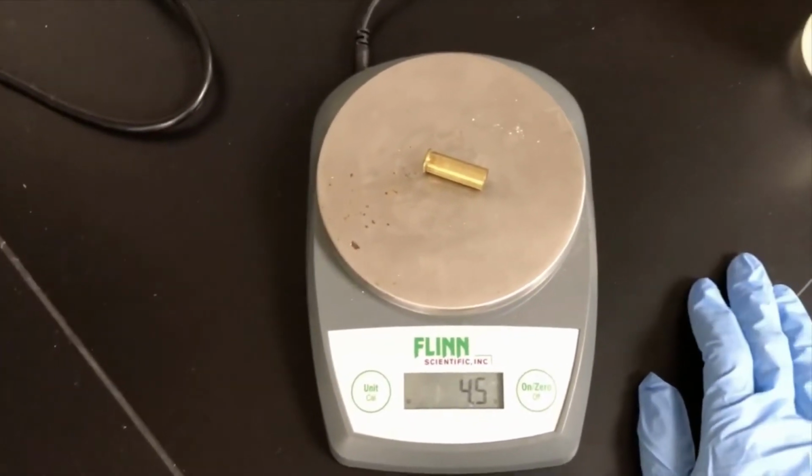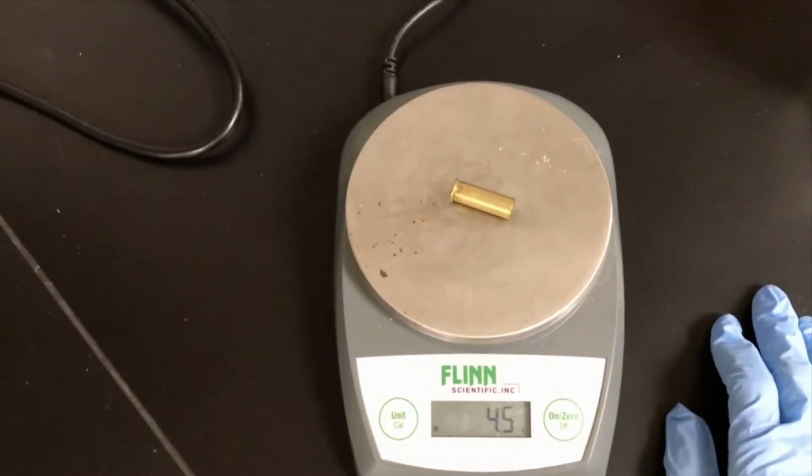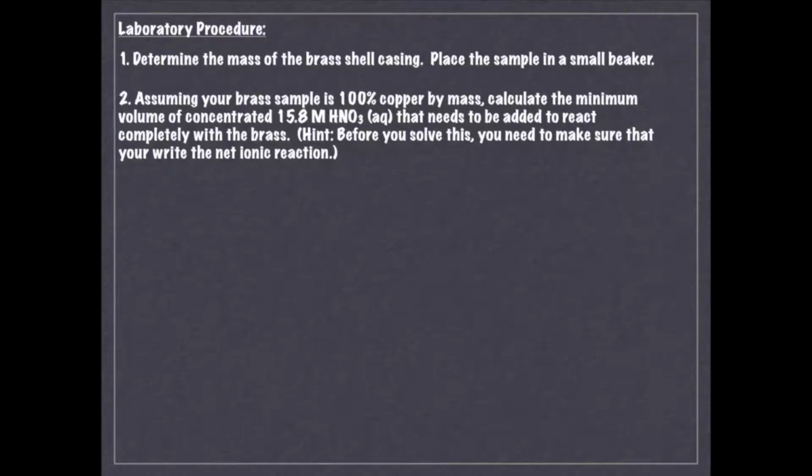You're going to follow the instructions that I'm going to explain in just a second. You're going to assume that your brass sample is 100% copper, and you're going to calculate the minimum volume of nitric acid, 15.8 molar nitric acid, that would be needed to react completely with the brass. As a hint, before you solve this, you need to make sure that you write a proper net ionic reaction in order to do the stoichiometry for this.